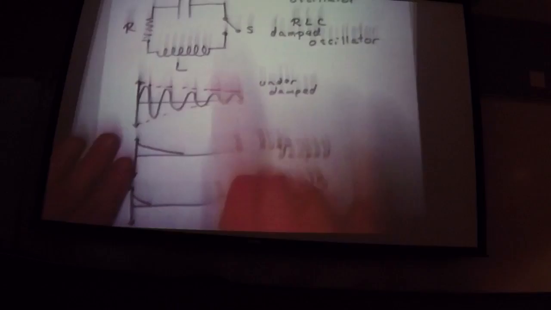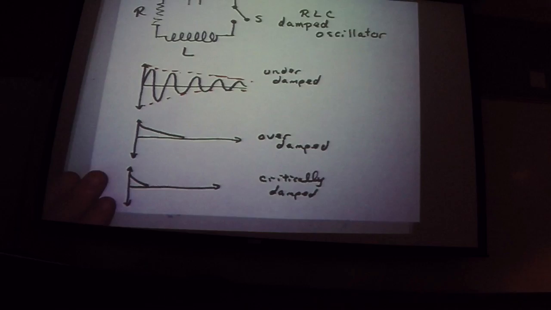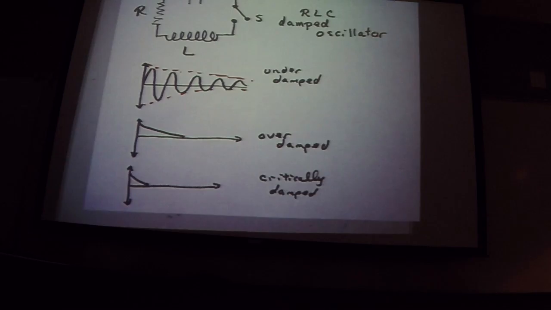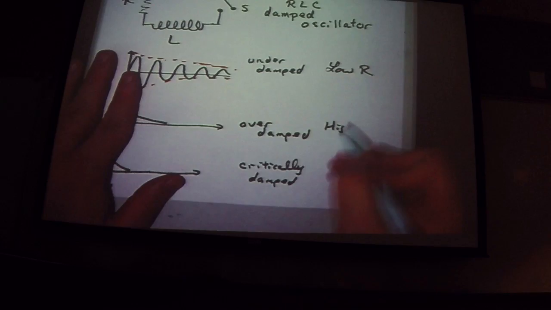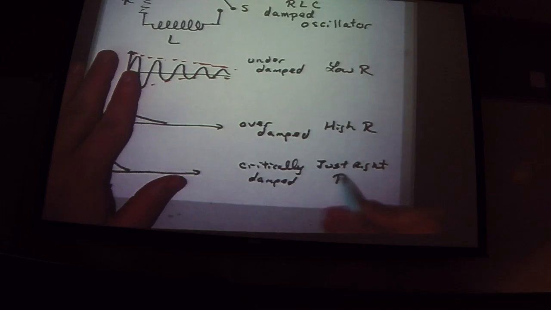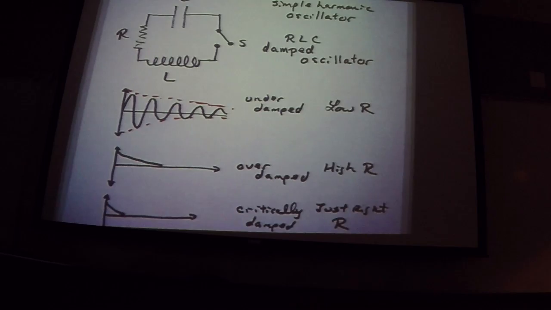So if you put more resistance in this thing, you end up overdamping it, and it takes longer to dissipate, simply because that resistance keeps blocking the current, so the charges can't get off that capacitor. So there's a special critical damping where it gets to zero fastest. In other words, this is low resistance, and this is too much resistance, and this would be just right resistance.